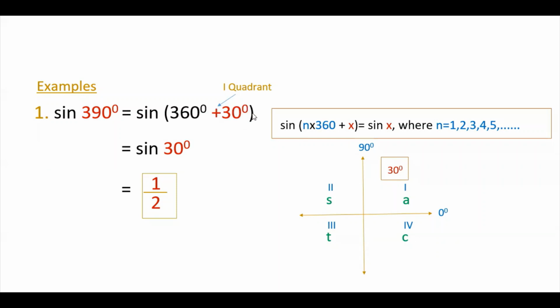First check whether plus 30 degrees is in the first quadrant. Here this is 0 degrees and this is 90 degrees, and this is the positive angle direction. So 30 degrees means it is in the first quadrant. In the first quadrant, all trigonometric functions have a positive sign. So you write sin 30 degrees, that is equal to 1 by 2. Sin 30 degrees value is 1 by 2.